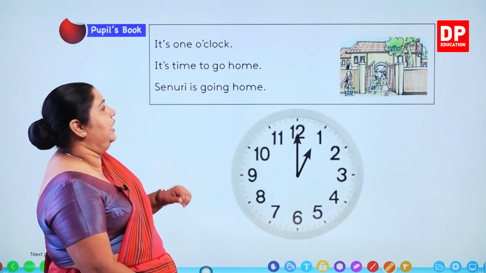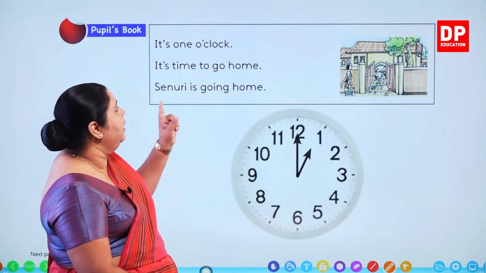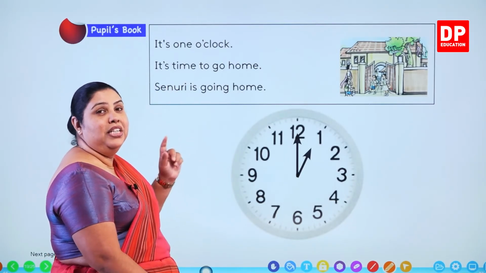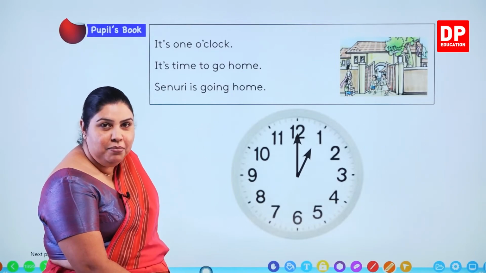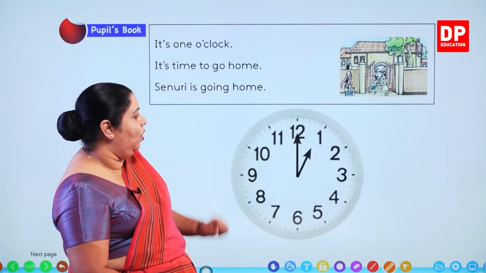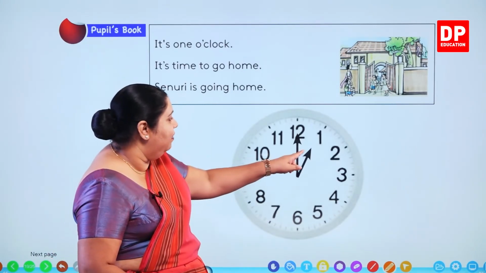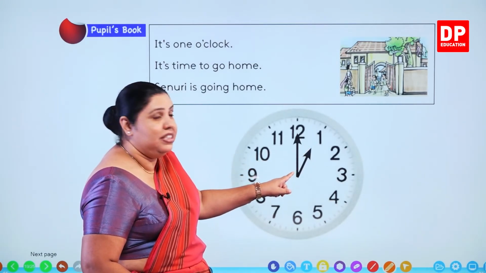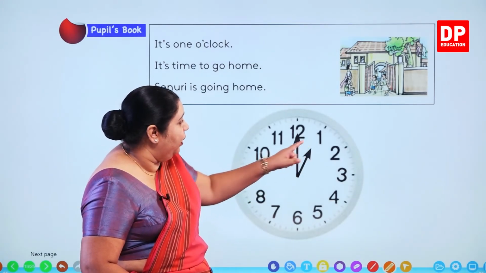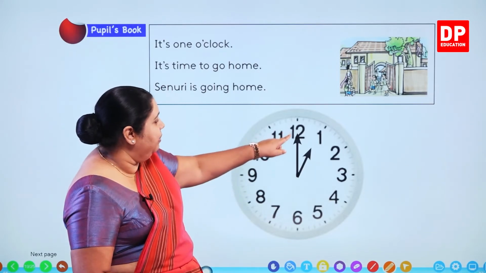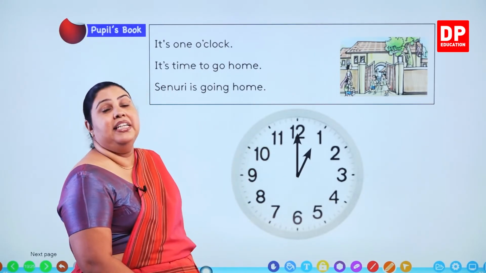1 o'clock. It's 1 o'clock. It's time to go home. Senuri is going home. What is the time? 1 o'clock. Now, look at the clock. 1 o'clock. The hour hand, which is the shorter one, is pointed to number 1 and the minute hand, the long hand, is in number 12.